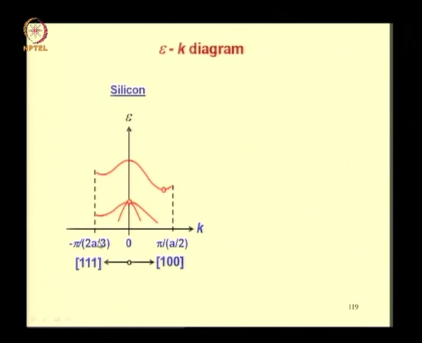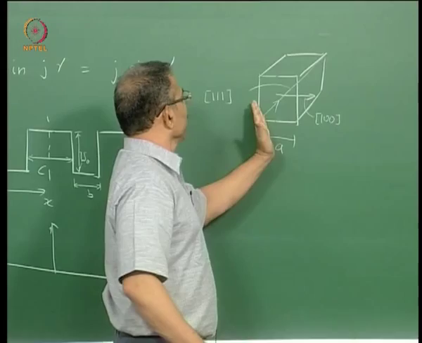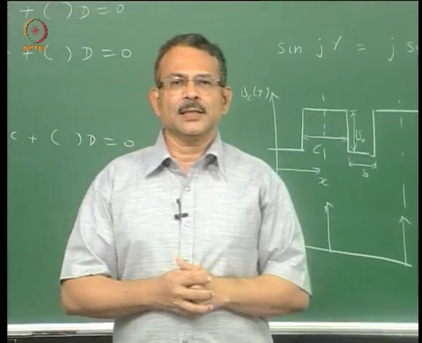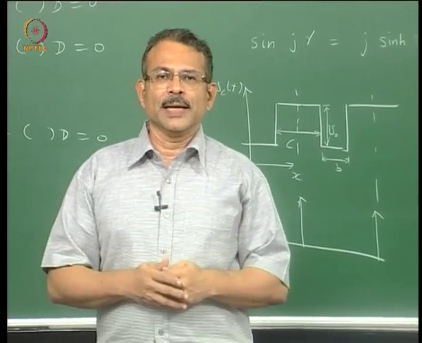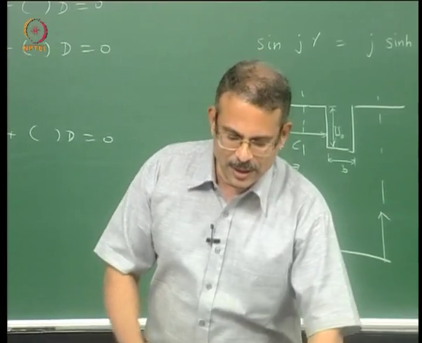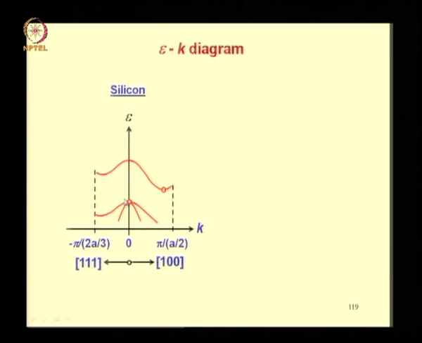Now here instead of a by 2 you have 2a by 3, because in the 111 direction the distance between successive atomic planes is 2a by 3. You just accept this result without going into why it is 2a by 3. That you will study if you study the crystal structure of silicon in detail. So you can see when you move in the 111 direction the Ek relation is somewhat different, both for conduction and valence bands.